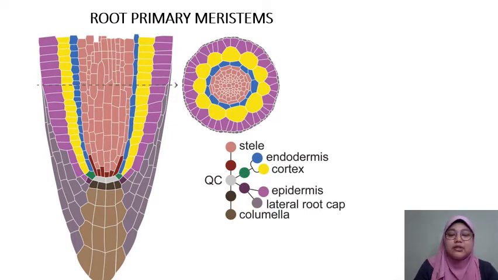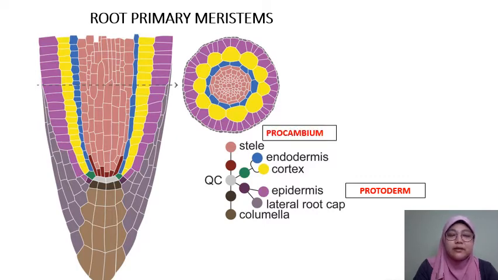This is a very nice image here where you can see that everything is color-coded, and based on the colors you can see where certain cells come from. And if you look here, you can see that they all come from the quiescent center, that's the QC there. So first we have the epidermis that develops from the dermal tissues, that we call protoderm. And then we have the vascular tissue that produces the stele, the pericycle, the pith, the xylem, the phloem, so that's the procambium, and the ground tissue that produces the endodermis and the cortex.